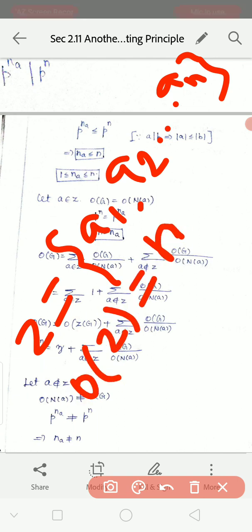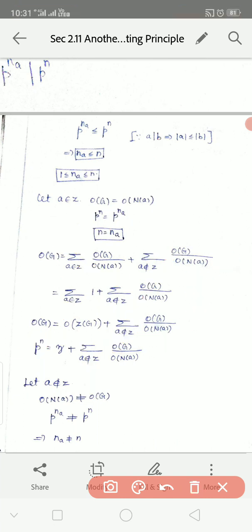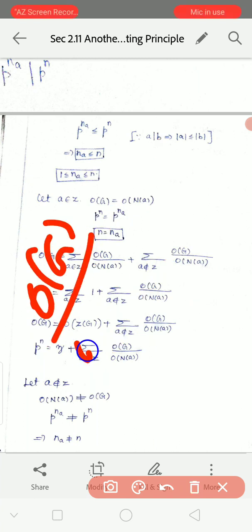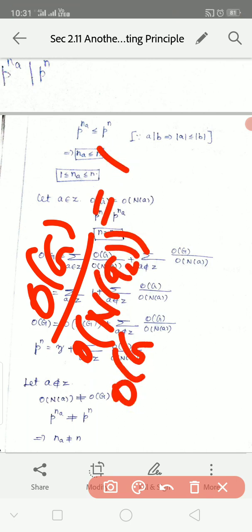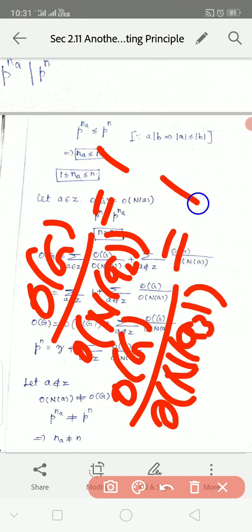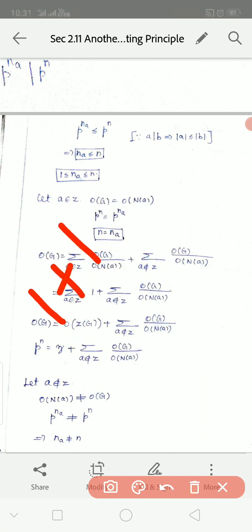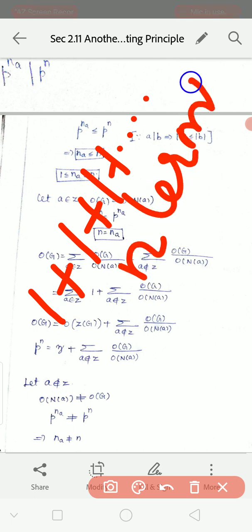We find order of G divided by order of N of a. For N of a1, we get 1. Next, order of G divided by order of N of a2, we get 1. Next, order of G divided by order of N of a3, we get the result 1. Summing over all these values, we get 1 plus 1 plus 1 up to n times, because the set Z of G contains n elements.